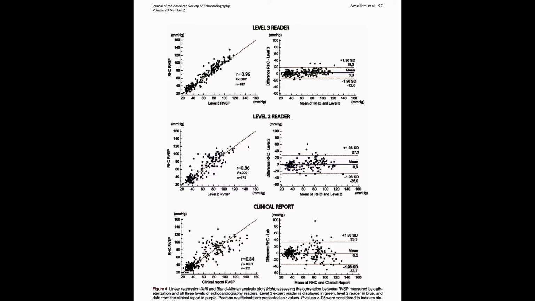This slide highlights the correlation between echo and cath-derived right ventricular systolic pressure, depending upon whether the reader was a level 3 reader, a level 2 reader, or whether it was just reflected in the clinical report. Notice that the line of agreement is much better with increasing levels of experience, as reflected in the tighter fit on the regression line on the left, as well as the tighter fit in the Bland-Altman plot on the right.